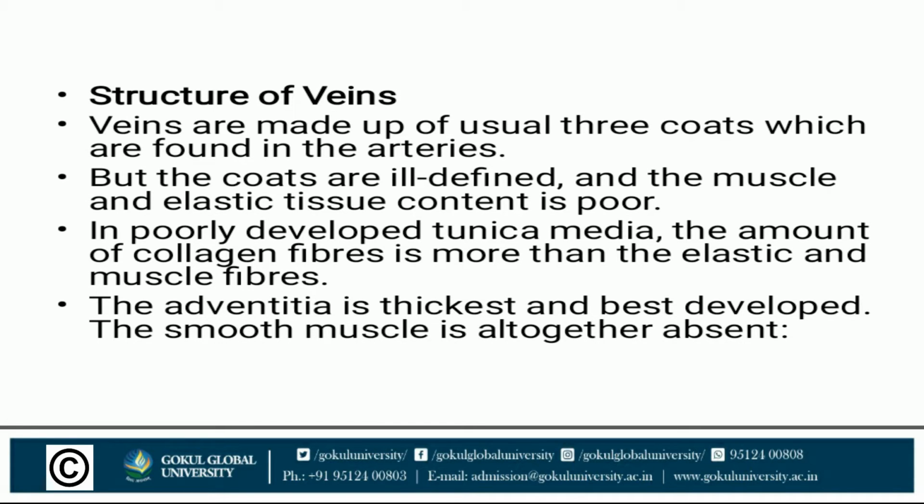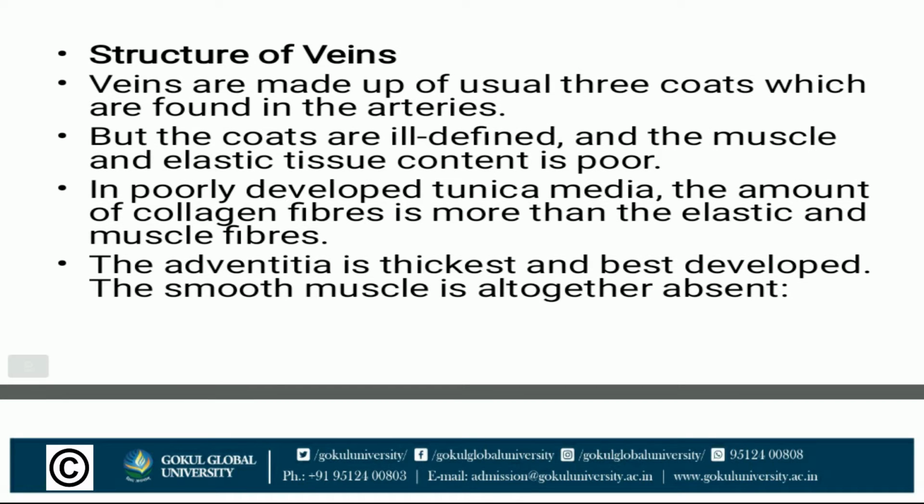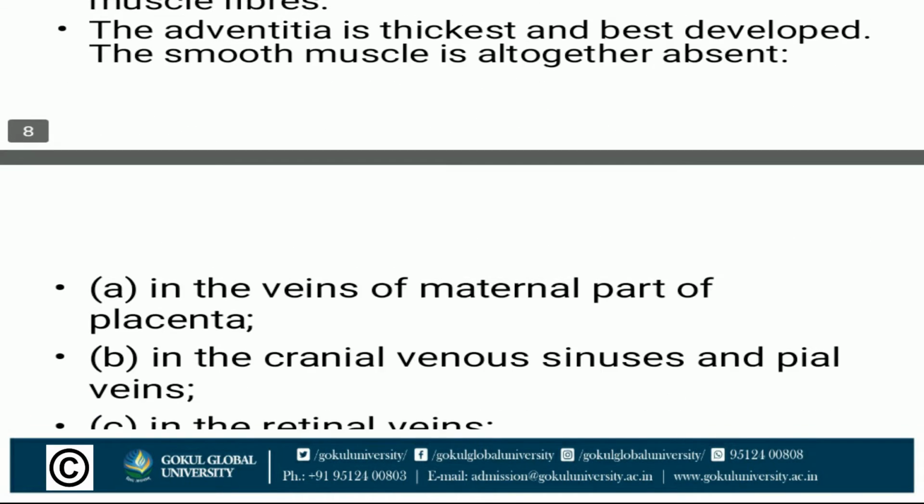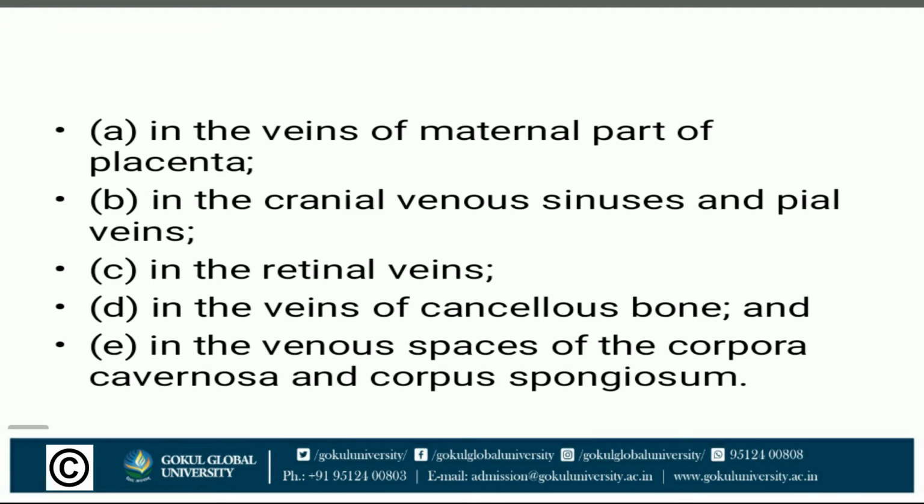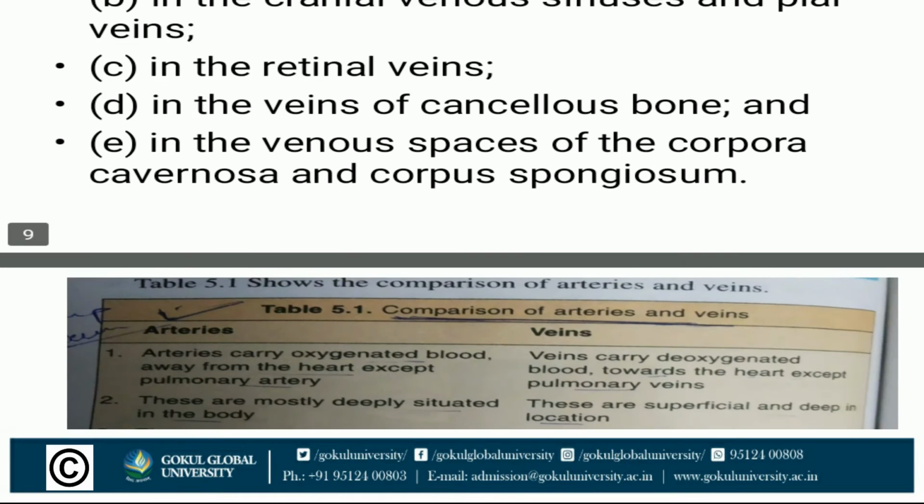The adventitia is thickest and best developed. The smooth muscle is altogether absent, totally absent in veins, in the veins of the maternal part of the placenta, in the cranial venous sinuses and pial veins. Pial veins are those which are tortuous. It is also absent in the retinal veins, in the veins of cancellous bone, and in the venous spaces of the corpora cavernosa and corpus spongiosum.